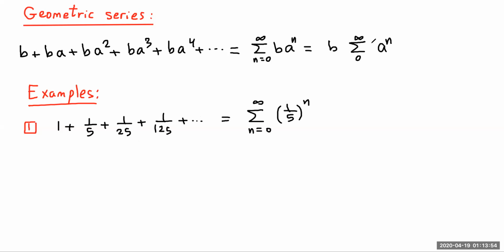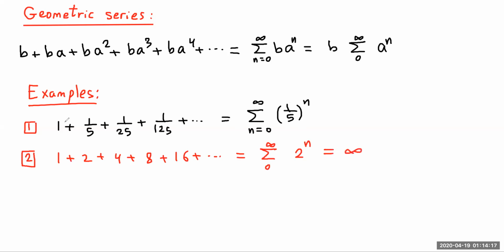The second example, if I take 1 plus 2 plus 4 plus 8 plus 16 plus, without stop. So this is sigma 2 power n from n equals 0 to infinity. So the answer here is infinity.